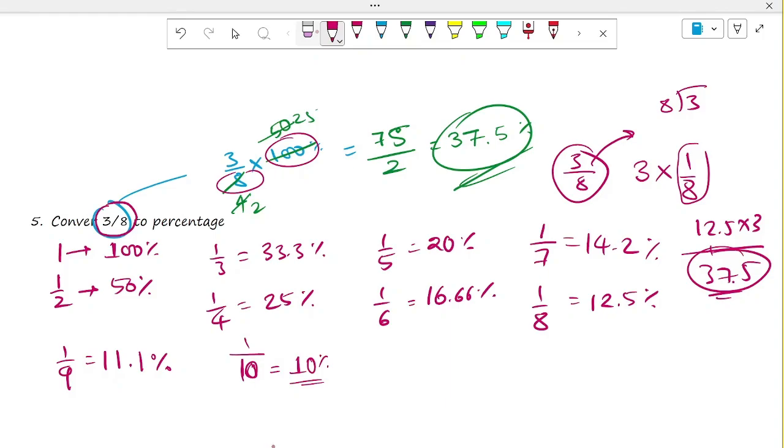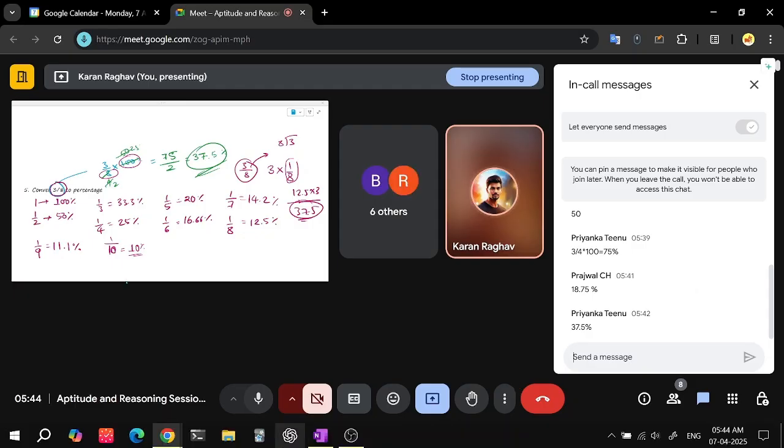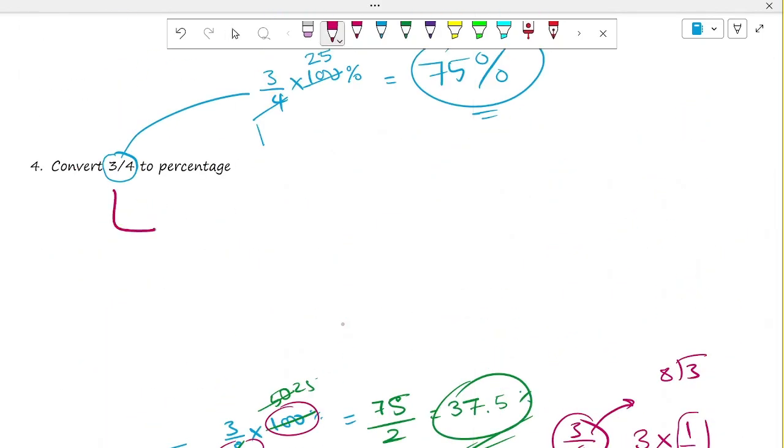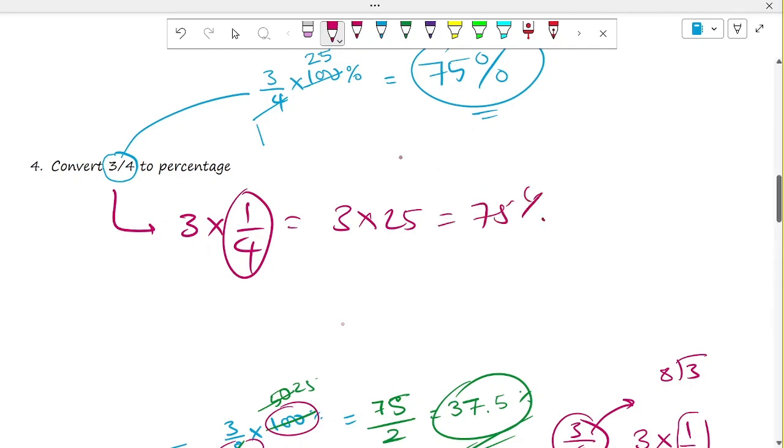Okay, I hope you got this. How will you solve these questions faster? You need to know some standard percentages like 1, 1 by 2, 1 by 3, 1 by 5, 1 by 4. If you know this, then you will be able to solve the question. Just consider the previous question, 3 by 4. How will you solve this one? 3 into 1 by 4. You know 1 by 4 is 25, so 3 into 25 is equal to 75. It's almost similar to this, but you need not do this work. You will know the answer of 1 by 4 directly.